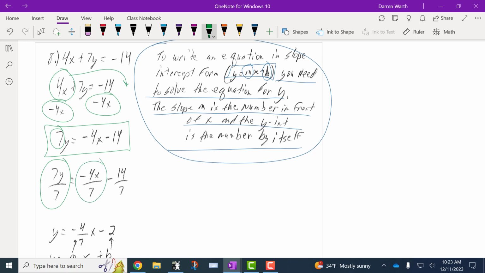So that means I have to divide everything on this side by 7. So -4x is divided by 7, and -14 is divided by 7. And when I do that, I end up with the form right here. So y is all by itself, and I end up with y equals -4/7 x minus 2.